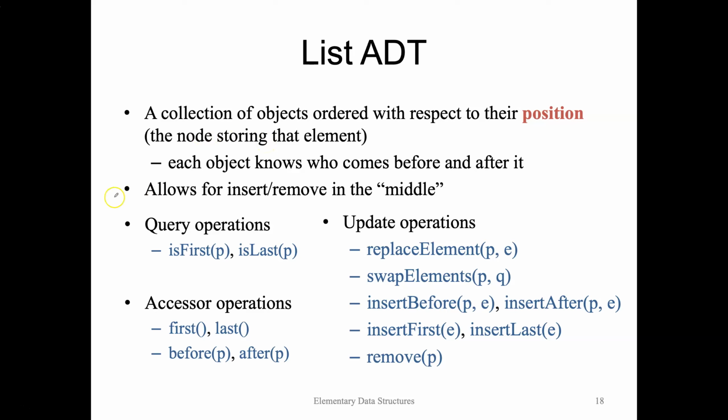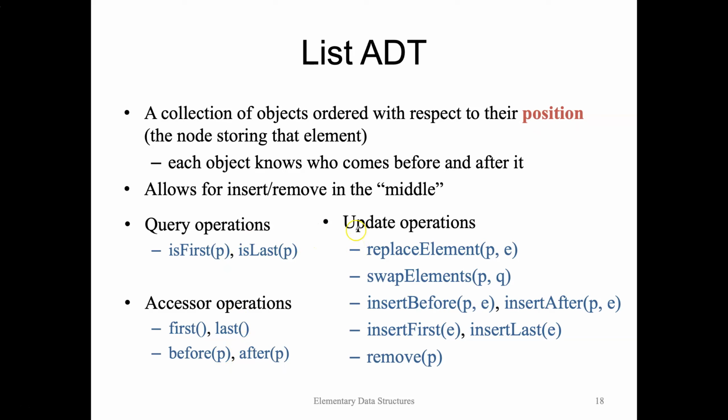So this will allow us to insert at the beginning, at the end if we want, anywhere in the middle. So all operations are position based, right? And again, the position is the node which is storing that element. So for example, we can, given a position, check to see if it's the first one or the last one, or return the first position of our list, the last position of our list, or check to see, given a position, what is the position that comes before it, or what is the position that comes after it. So again, all operations are position based.